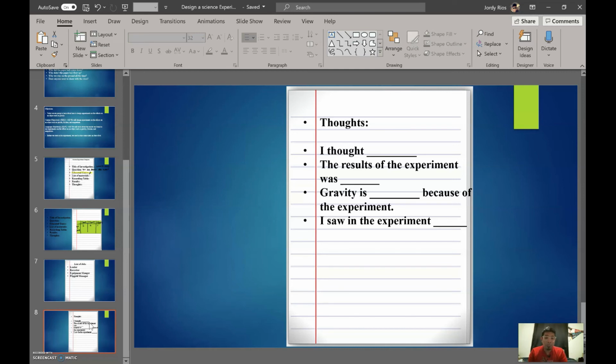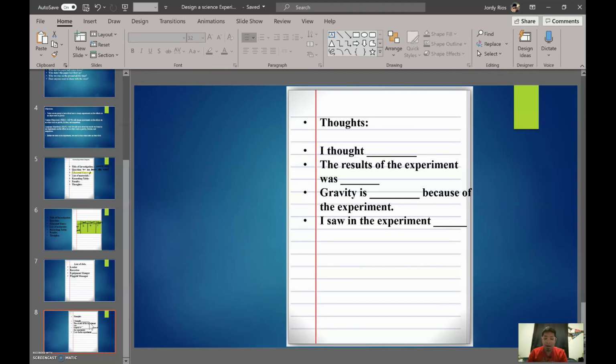The results of the experiment were... Okay, what do you think based on what the experiment was? Gravity is a push or pull because of the experiment. Gravity is what? Because of the experiment, okay? How would you define gravity now that you know how to do an experiment?